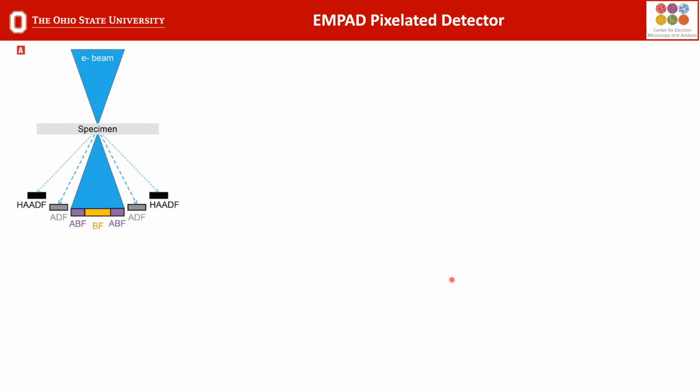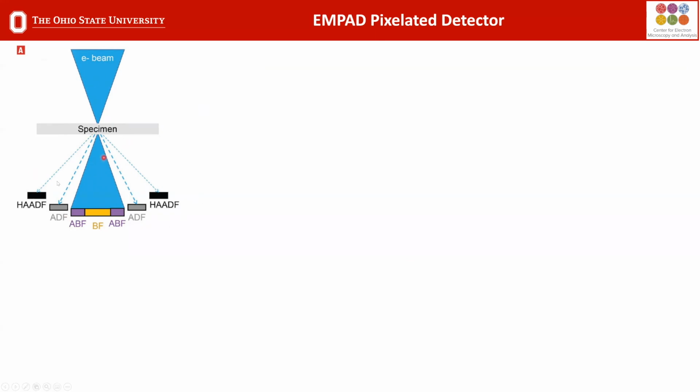Now, those are the things we can do with the four-quadrant segmented detector. Now I want to move into and really start to hit on what we can do with the EMPAD. And the EMPAD is a pixelated detector.